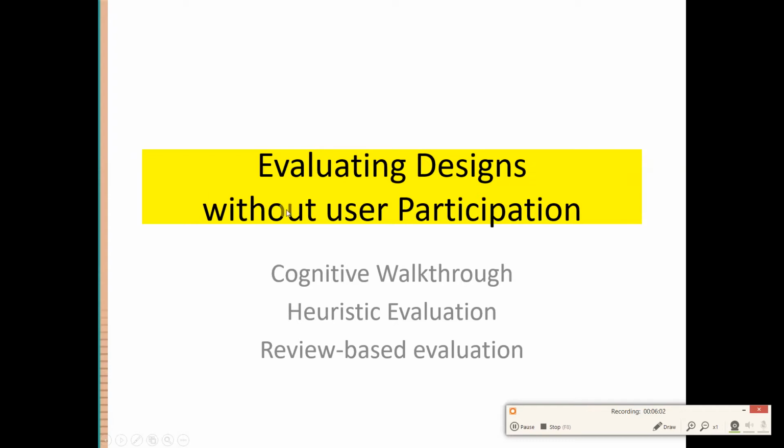Now let's talk about evaluating the design without user participation. In this evaluation, we are not asking the user to participate in the evaluation process. The meaning is that this is without the collaboration of the user. In this type of evaluation, we are going to discuss three types: cognitive walkthrough, heuristic evaluation, and review based evaluation. Now we are going to discuss each of them one by one.